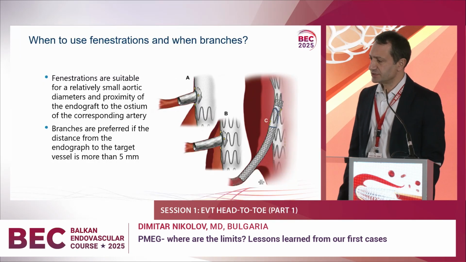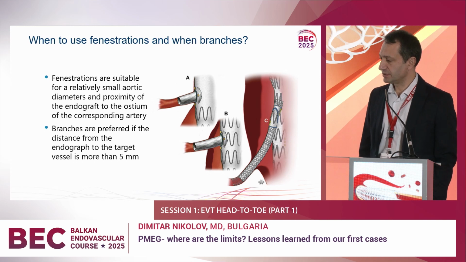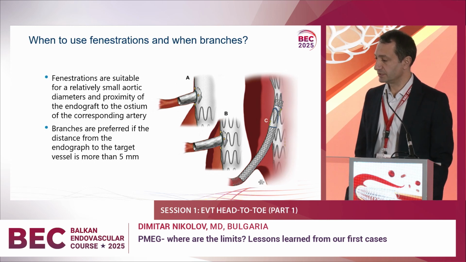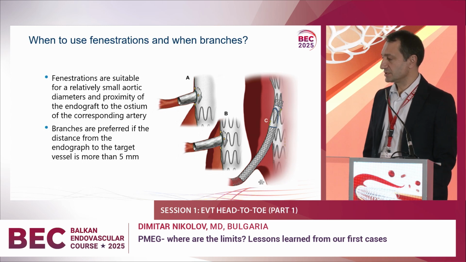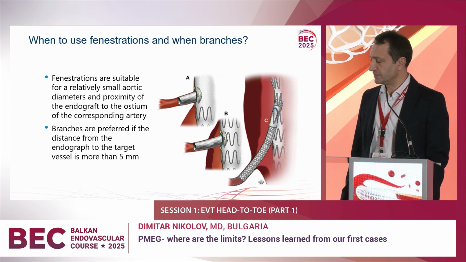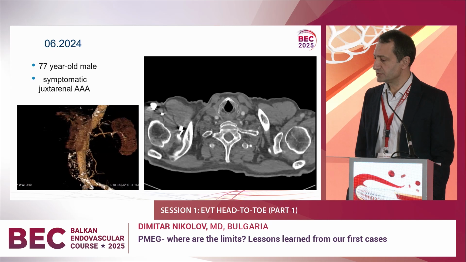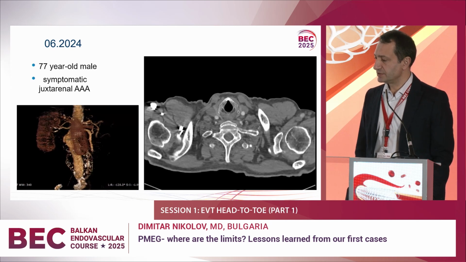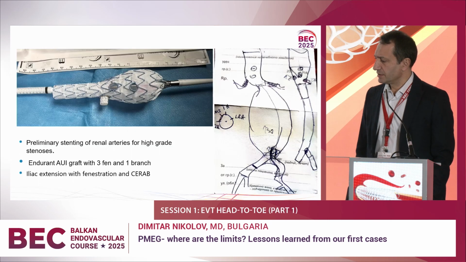When to use fenestrations and when branches? This is a question which is well established. When the distance from the fenestration to the ostium of the targeted artery is more than 5 millimeters, it is thought that it's better to use branches, because this gives better stability of the reconstruction. And this is the first case in which we used 1 branch and 3 fenestrations, a symptomatic juxtarenal aneurysm.